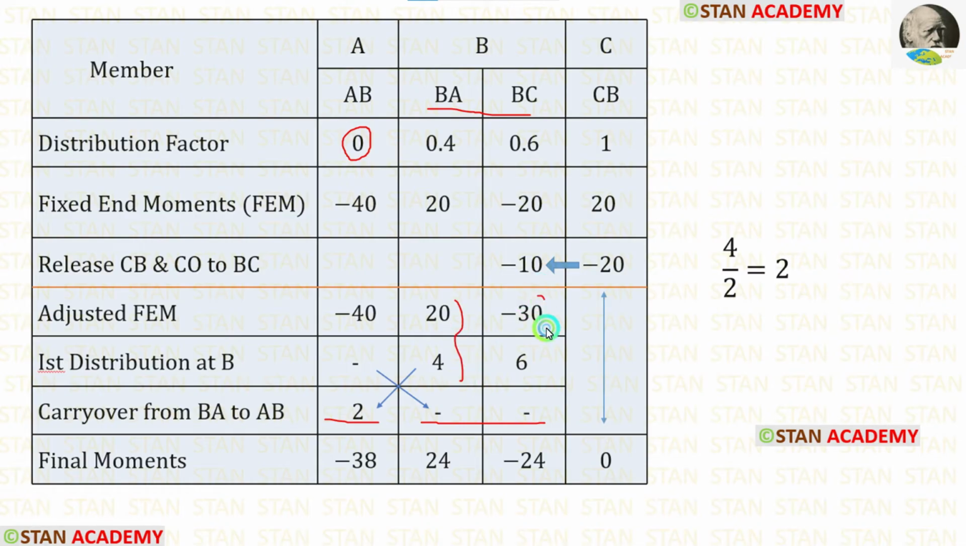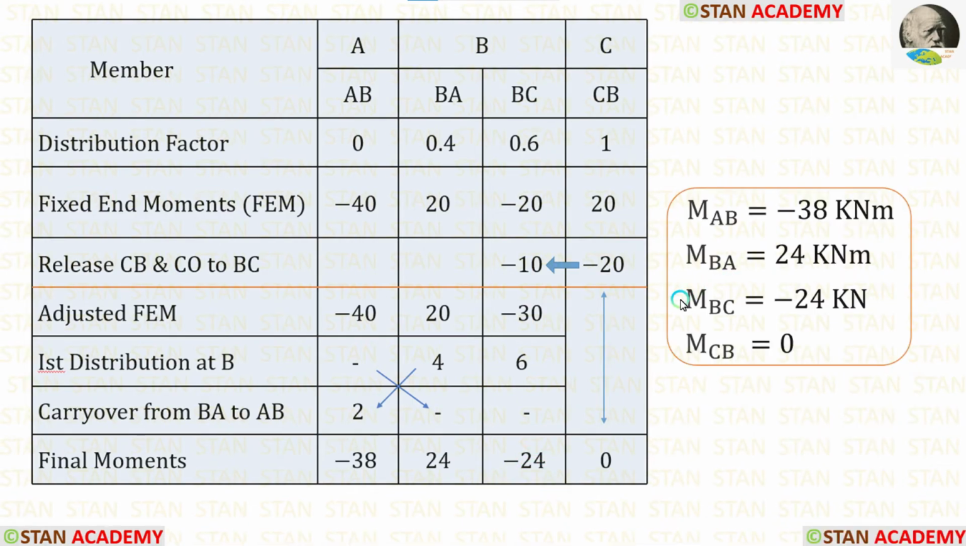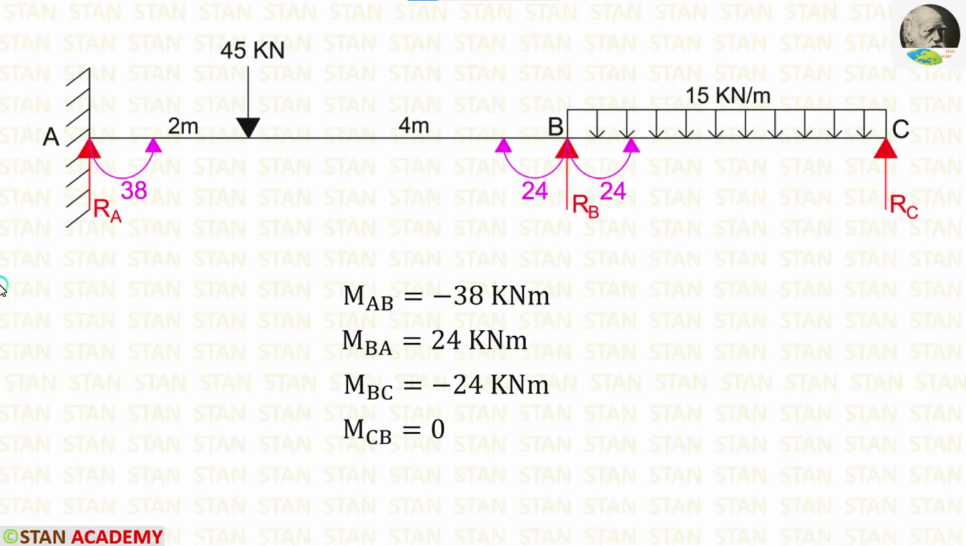Let us add the values and find the final moments. We have to add the values from the adjusted fixed end moments. That is why I have made the color line. We have to add below the color line. When we add minus 40 and 2, we will get minus 38. When we add these two values, we will get 24. When we add these two values, we will get minus 24. So in this analysis, we have calculated all of the moments in this beam.